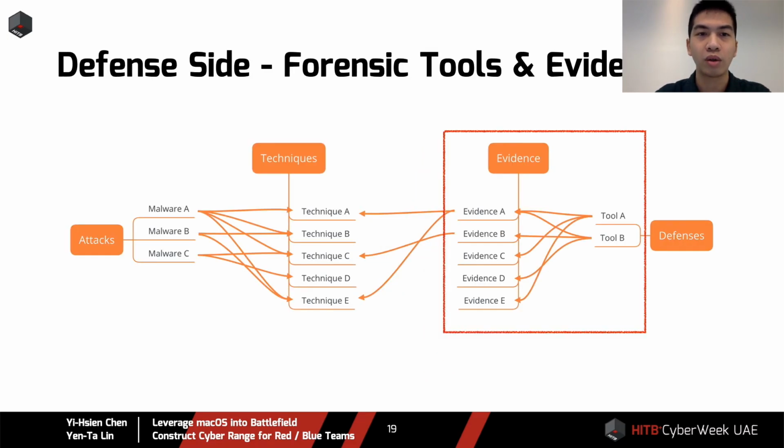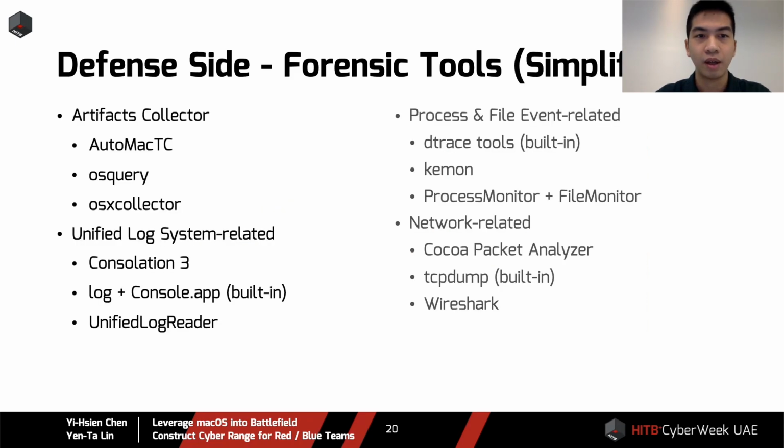Next, we're going to focus on the forensic tools and evidence on the defense side. These are the simplified version of different kinds of forensic tools. We roughly categorize these tools into artifact collector, unified log system related, process and file event related, and network related. We are not going to talk about lots of detail about these tools at this time, but we will have a full comparison of each category later in this talk.